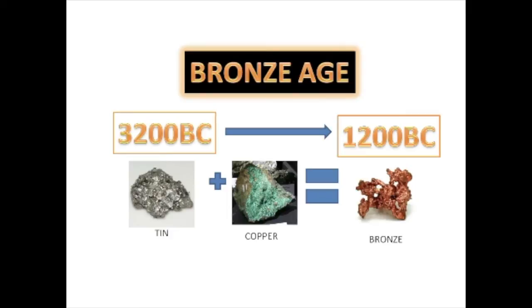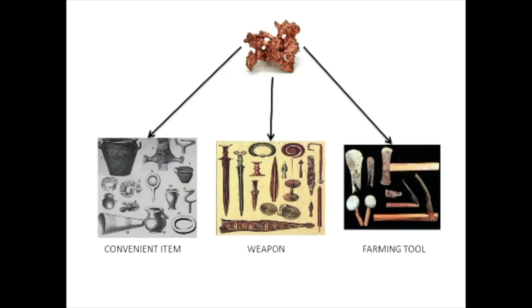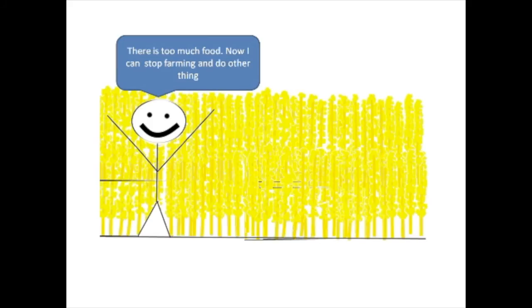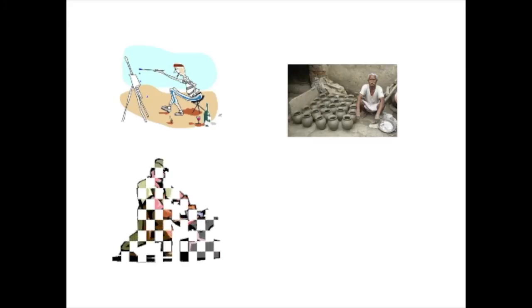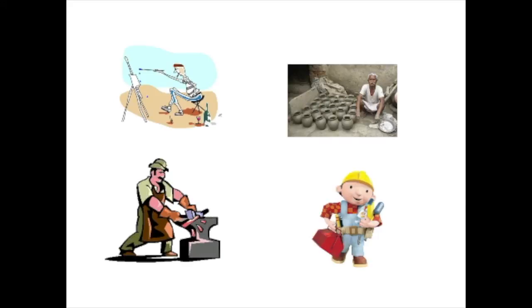Using this new type of metal, people at that time created convenient tools, weapons, and farming tools. Because tools made from bronze were much better than their old stone tools, agriculture saw a spike increase in production. Because of that, people were able to choose other jobs such as artist, potter, smith, or builder.